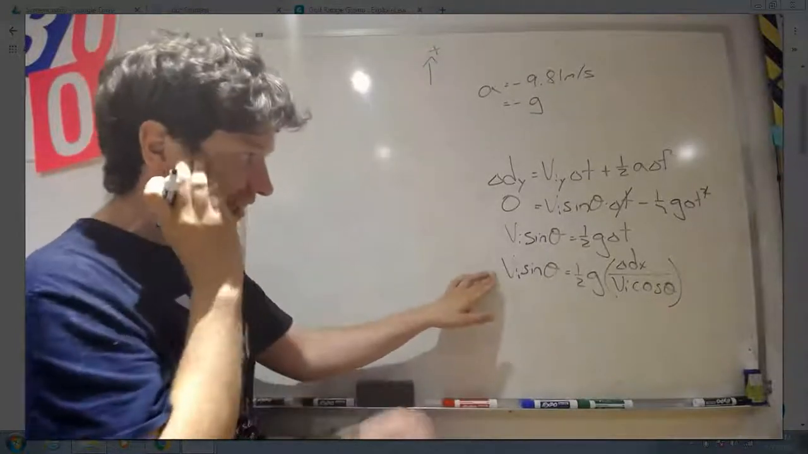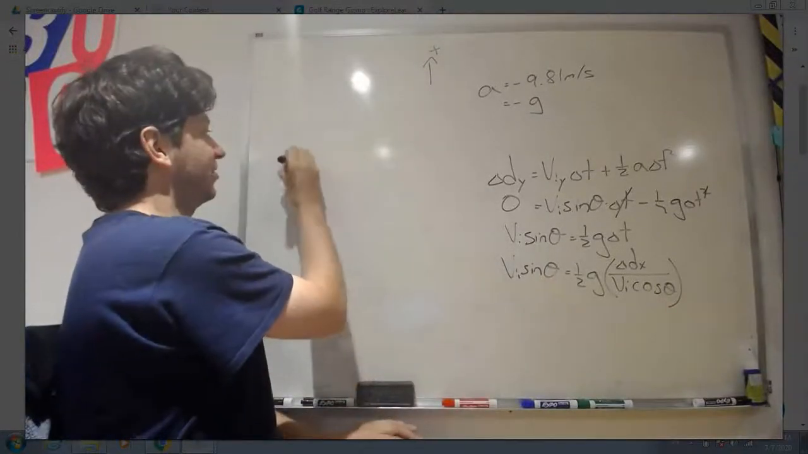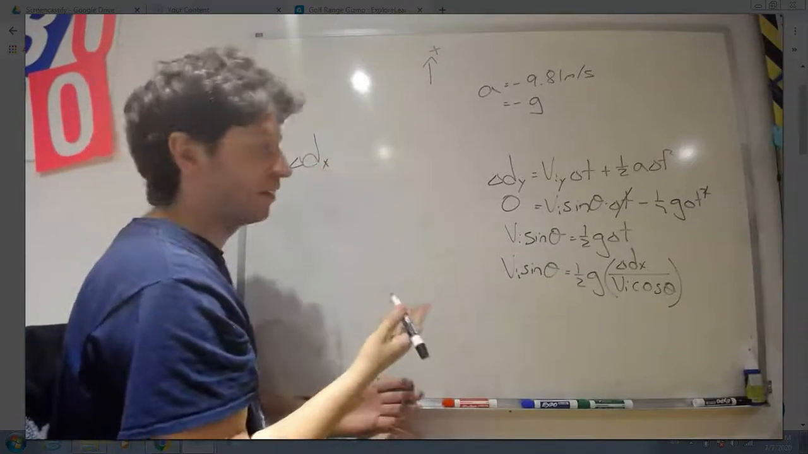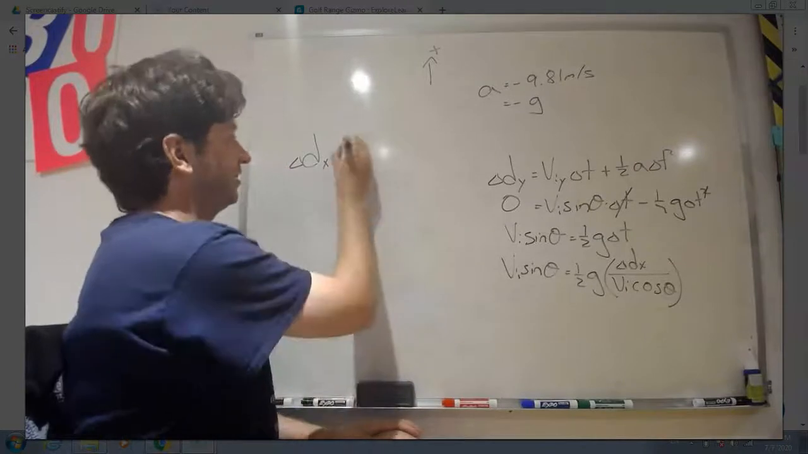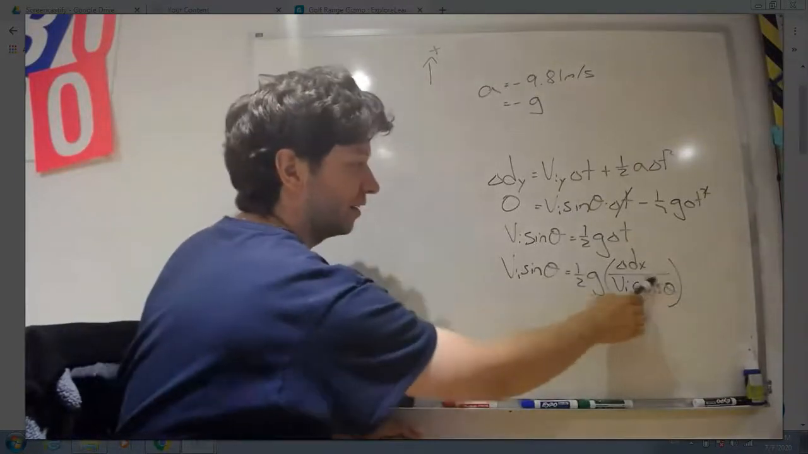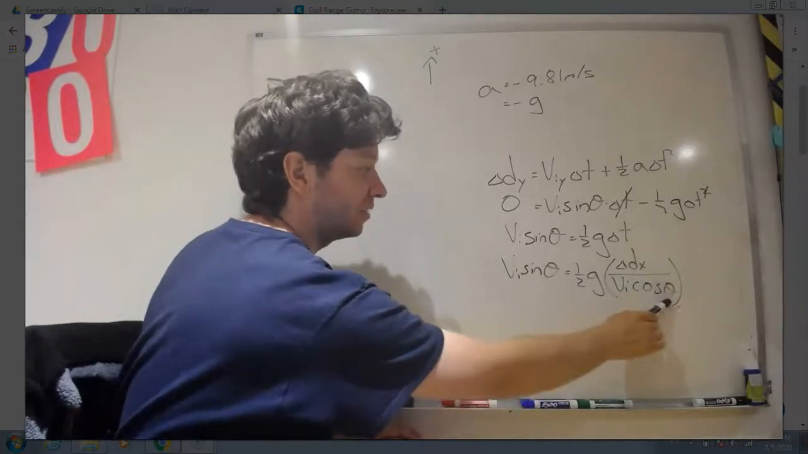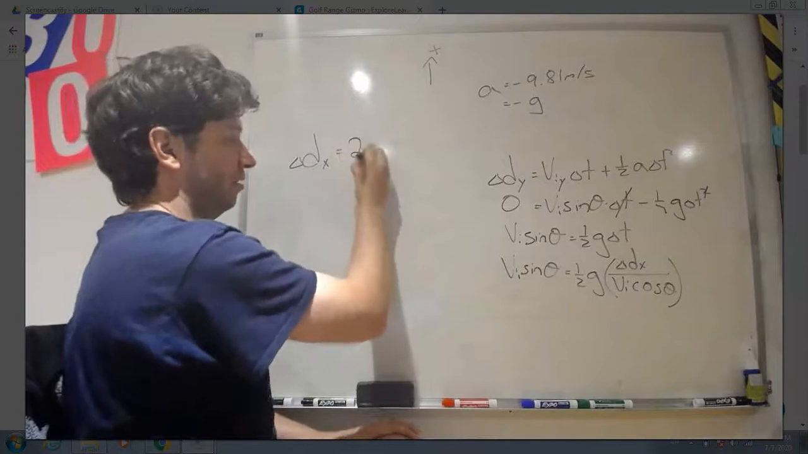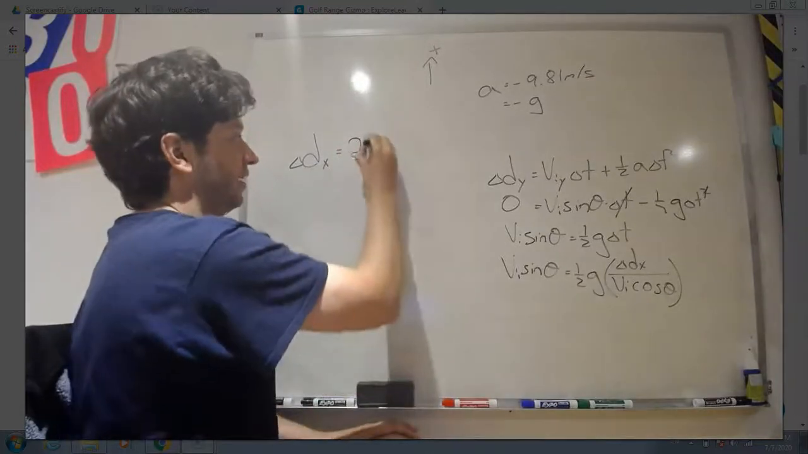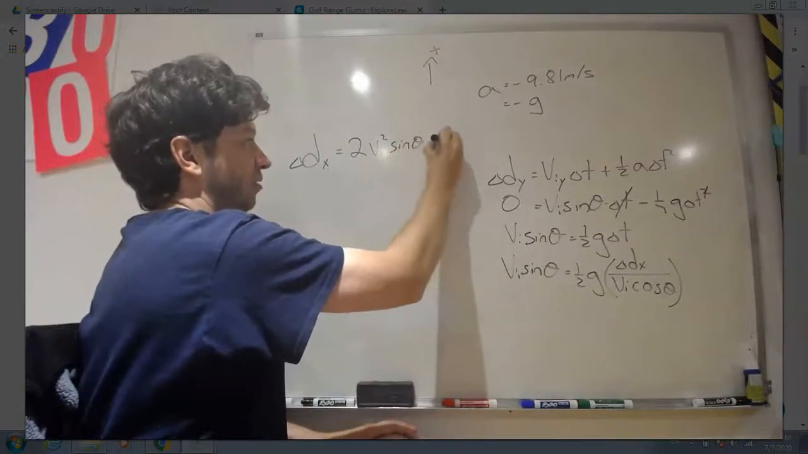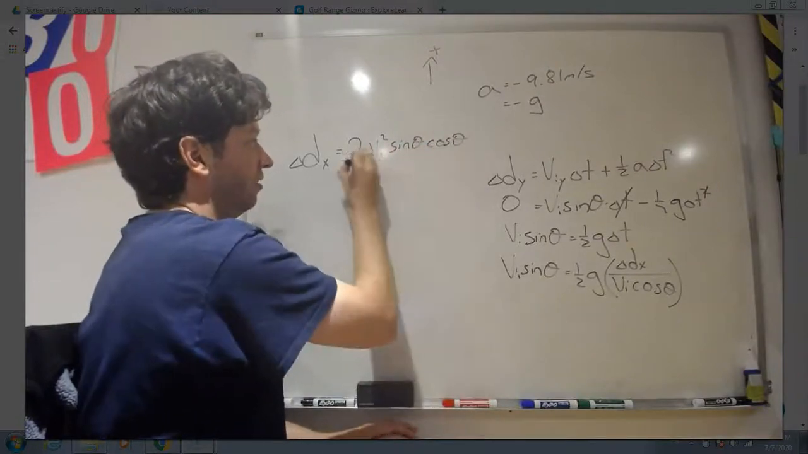Now I'm going to take this and rearrange, and I'm going to show you the range equation, which you may or may not remember from grade 11. So I'm going to solve for delta dx. Now if I do that, I'm going to bring this 2 Vi cos theta on the denominator up here, and I will get 2 Vi squared sine theta cos theta all over g.